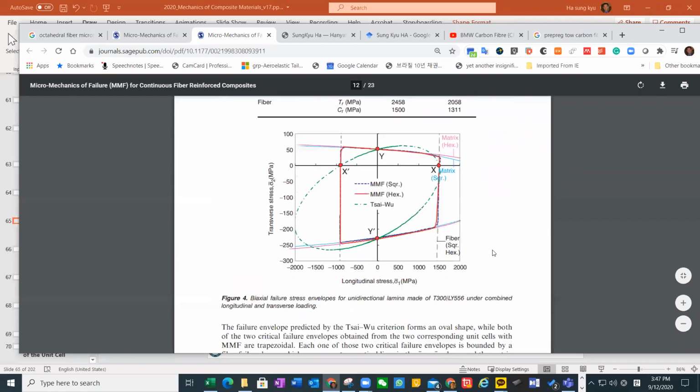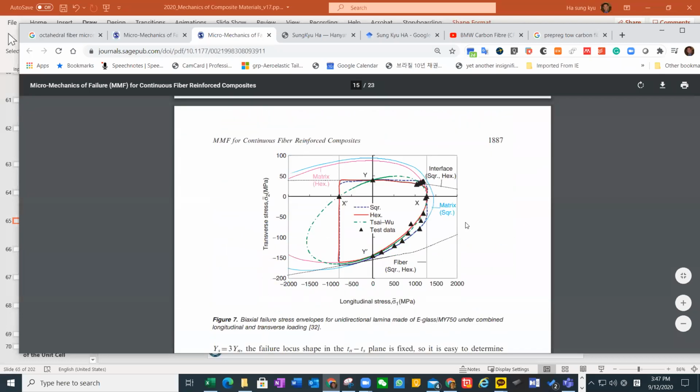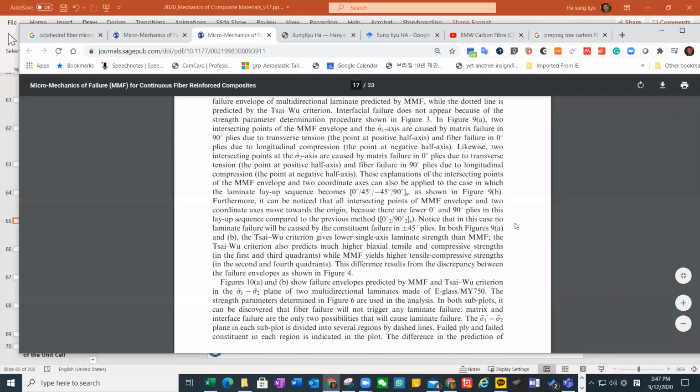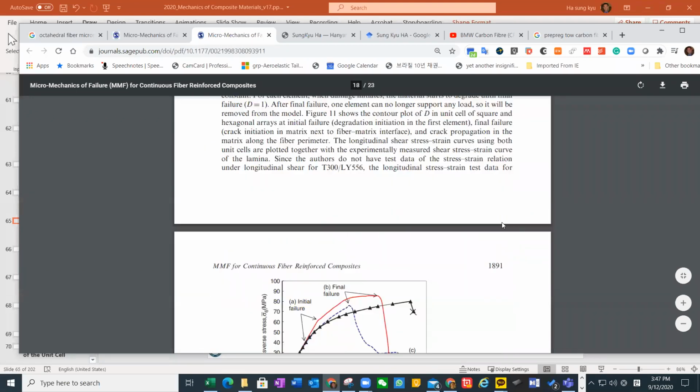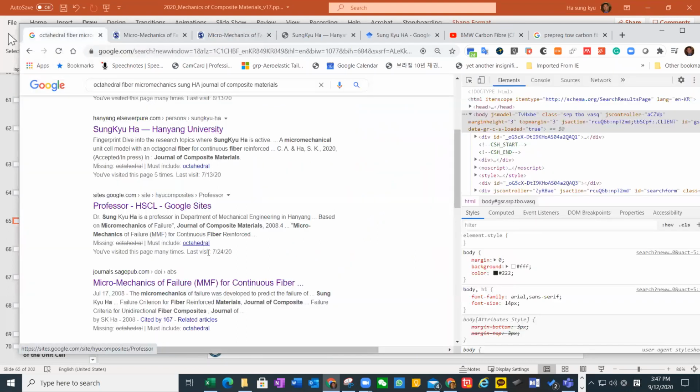Well, these are slightly complicated procedures. There are slightly simpler papers, but this is not a good one. But there are several papers.